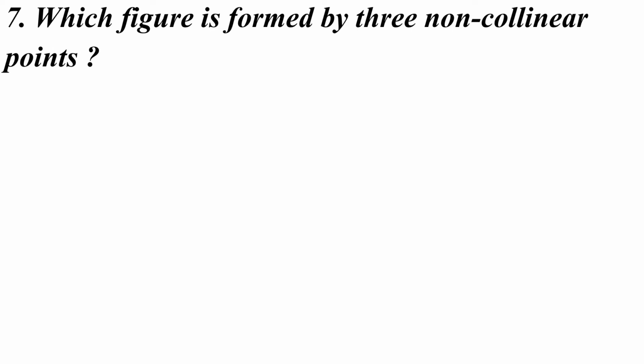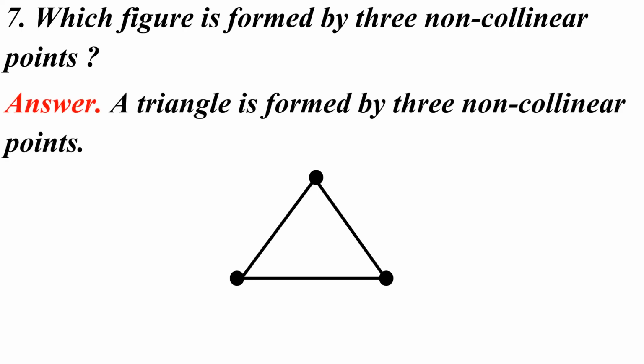Here we have question number 7. Which figure is formed by 3 non-collinear points? Now we will take 3 non-collinear points. So here we have 3 non-collinear points. Non-collinear points mean they do not fall on the same line, or you can say that if we join them, they will not make a single line. Now we'll join all the 3 points. Which figure did we get here? Triangle. So what will be the answer? A triangle is formed by 3 non-collinear points.